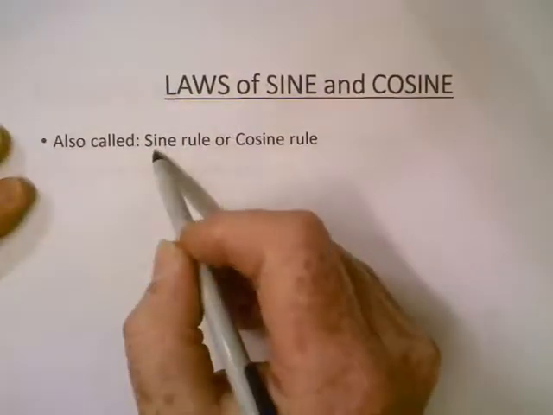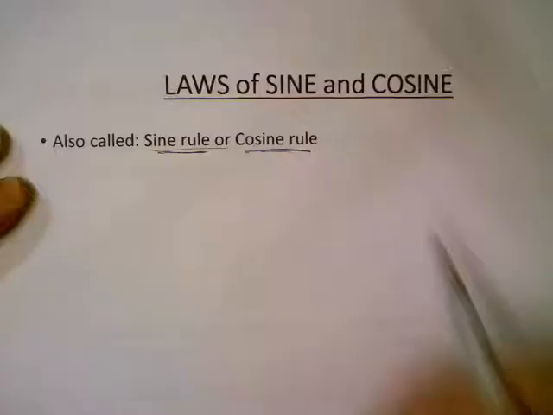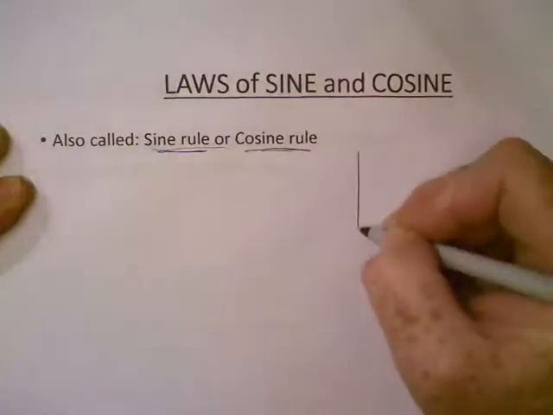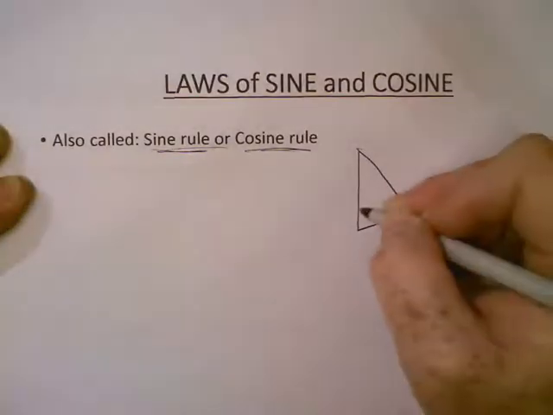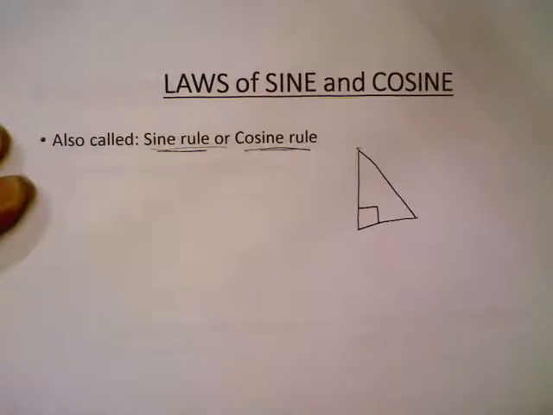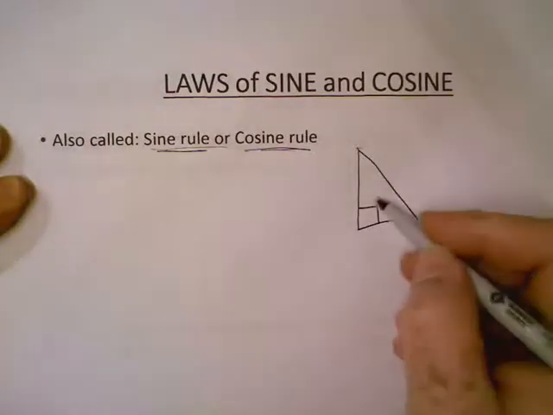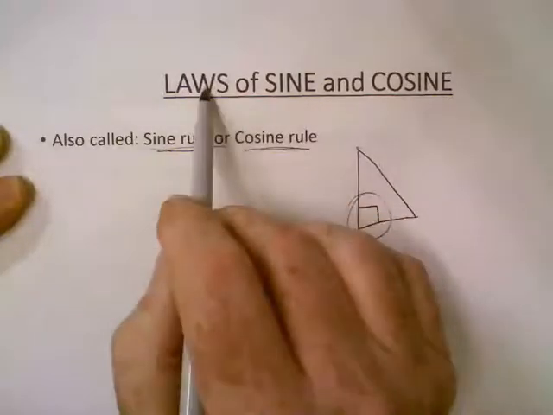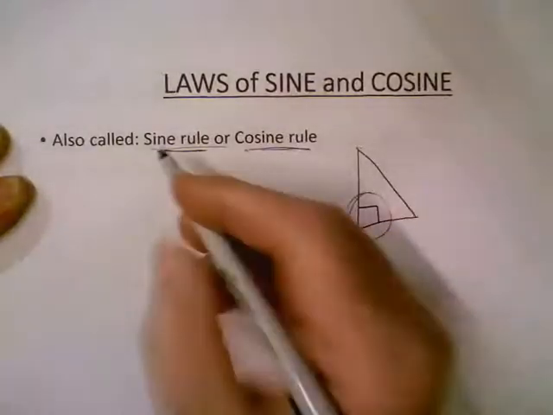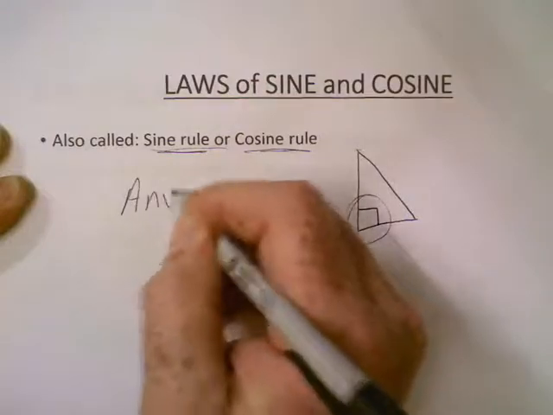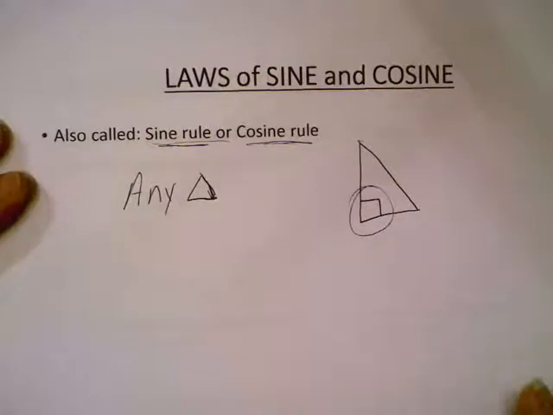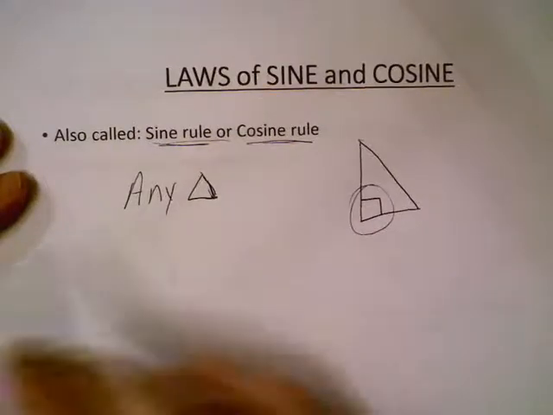They're also called the sine rule or the cosine rule. What's good about the law of sines and cosines is that everything that we've done up to this point, as far as trig and all the other stuff in this chapter goes, has had to have a right angle in the triangle. And that's the only way it worked. Law of sines and law of cosines works for any triangle. So it doesn't necessarily have to have a right angle in it. It could have a right angle, but it doesn't have to. It works for all triangles.